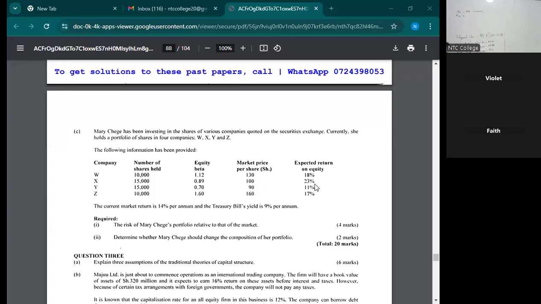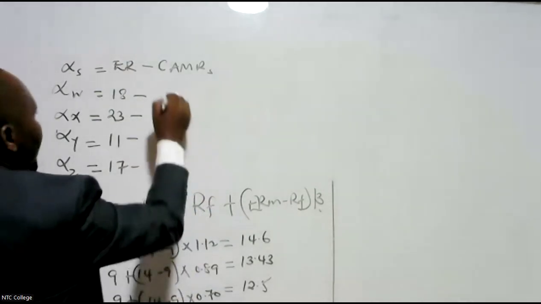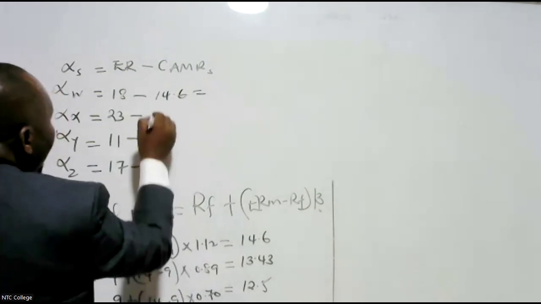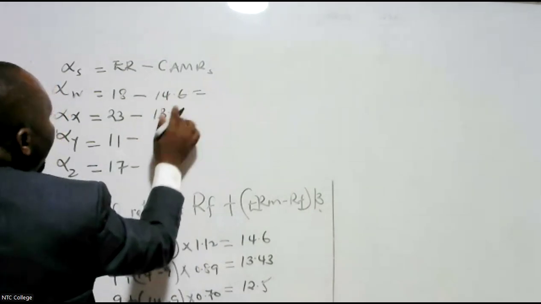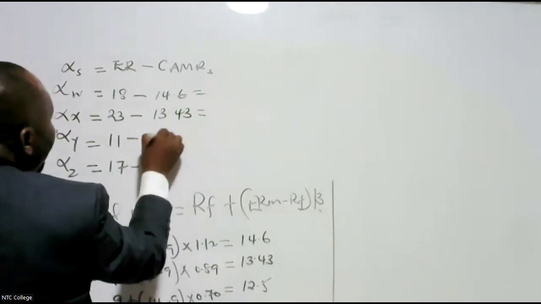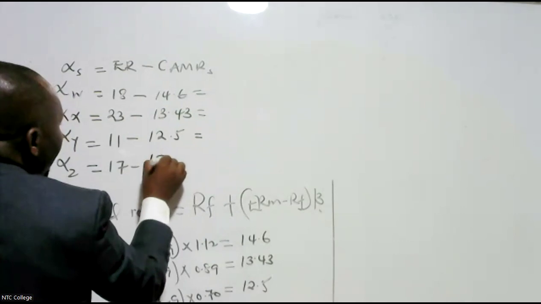Expected return 18. So we have for W, we have for X, we have for Y, we have for Z. So the first one is 18. The second one is 23. The third one is 11 and 17. Then you now have to minus what you are given. Down here we have calculated 14.6. Here we have 13.43. Then we have 12.5. Then we have 17.0.